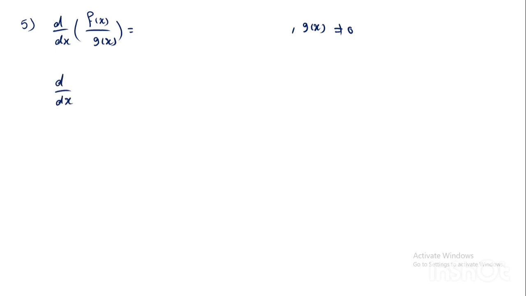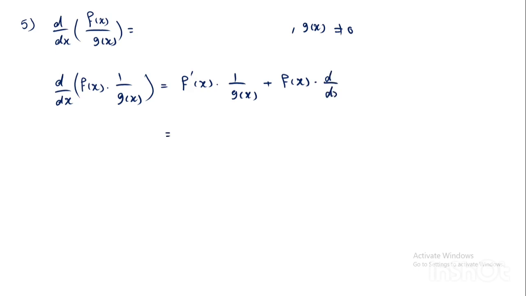So the derivative of f of x over g of x, we have written this division as a product, and from the product rule we have the first term f derivative of x times 1 over g of x, plus the second term f of x times derivative of the reciprocal of g of x. And we have previously calculated this one, so we plug it here. We use the previous result. So we have f derivative of x over g of x plus f of x times negative g derivative of x over g of x all squared.